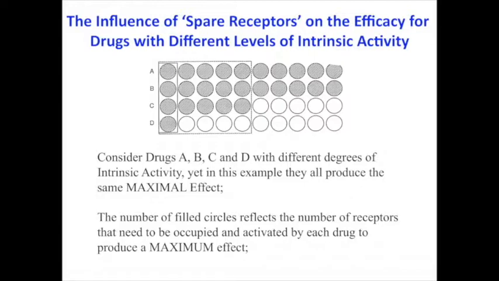So in terms of intrinsic activity, D is going to be given the value of 1. It's the highest. C will be given a value of, I don't know, point whatever it is. If 50% spare receptors, it'll be 0.2 probably. And A and B will have even lower intrinsic activity. Yeah, question?